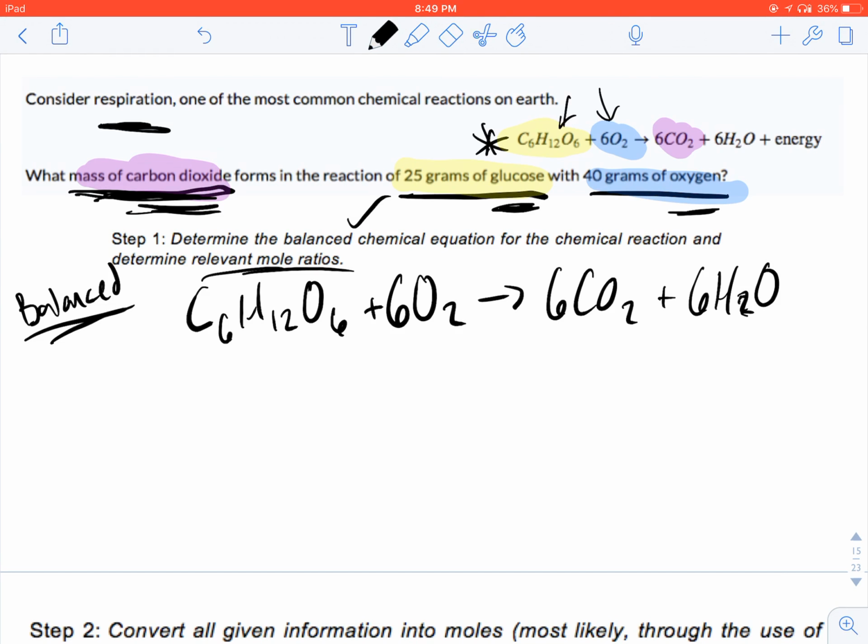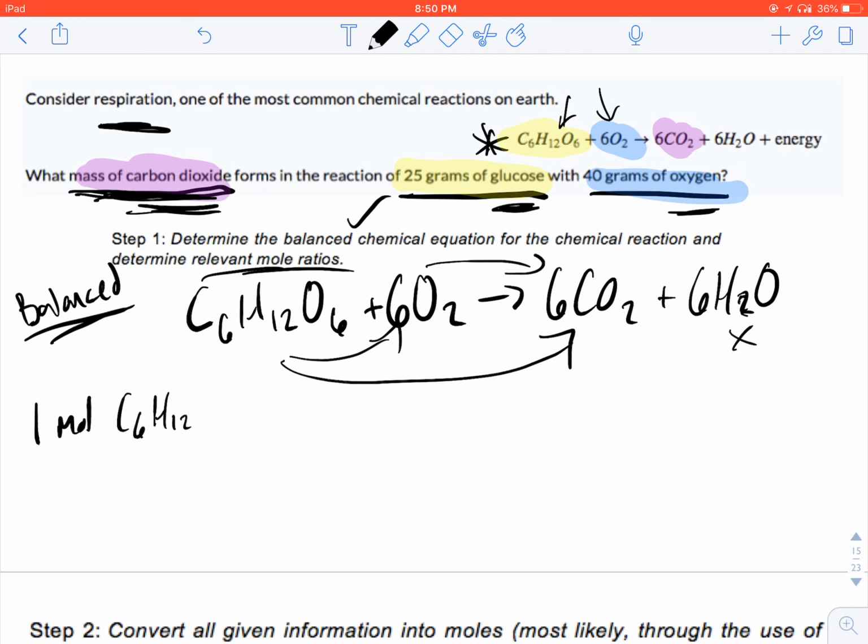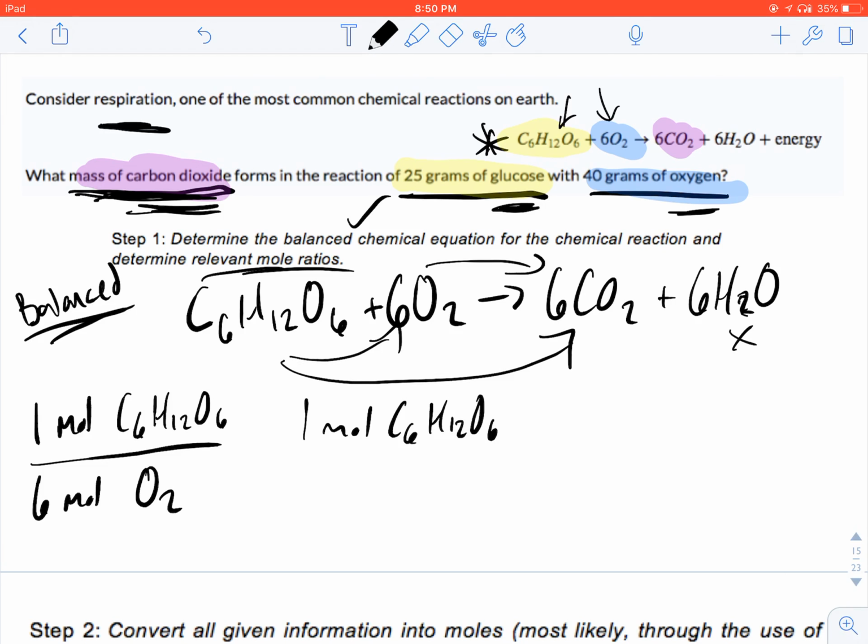When we're writing these mole ratios, we know we don't need to consider H2O. So let's just write down what we need. So mole ratios here and here. So only 3 of them. That's not bad. All right. So 1 mole of glucose for every 6 moles of oxygen gas. 1 mole of glucose. Good old glucose. Keeping me energized. Right? I don't know.